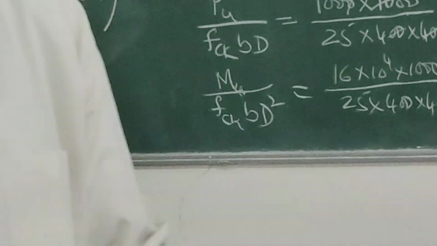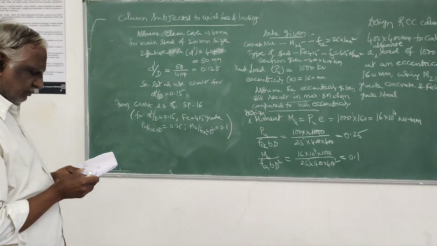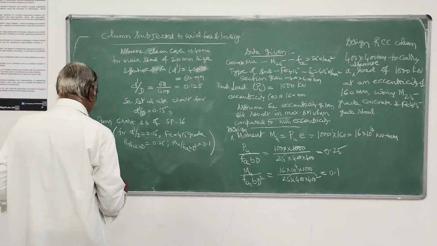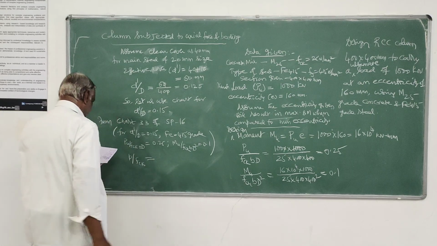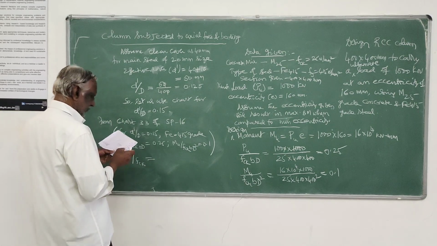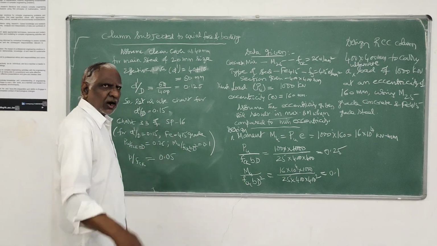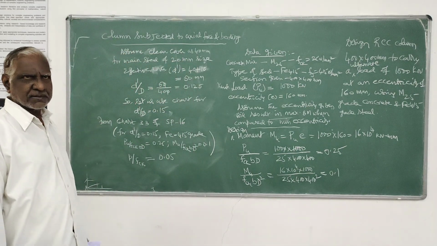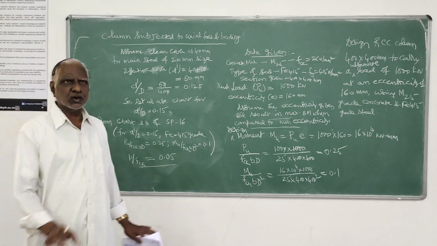Can you read it yourself? The intersection will be under which particular percentage? Can you read it, p by fck? Is it between 0.1 and 0.12? Yes, sir. It is between that; I have taken p by fck at the intersection of the particular point.